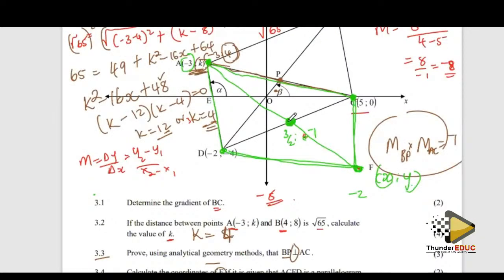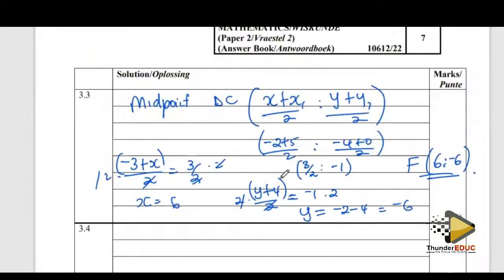So those would be the coordinates of F according to the question. So remember, if you're looking for missing coordinates, in most cases, we use the midpoint, depending on the values that we have. Did we do this correctly? This was a 4.